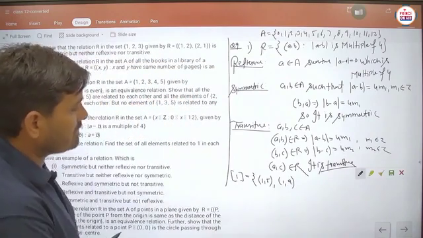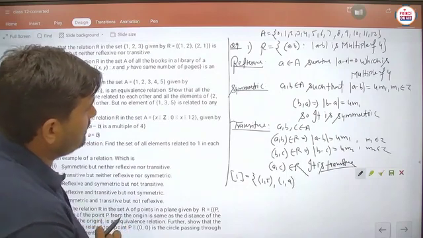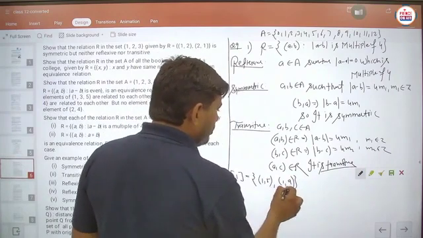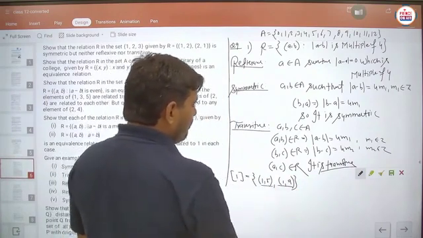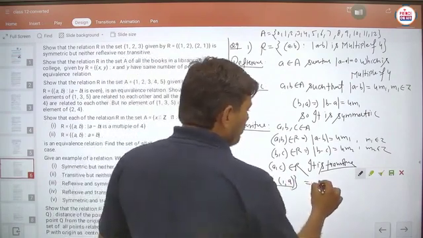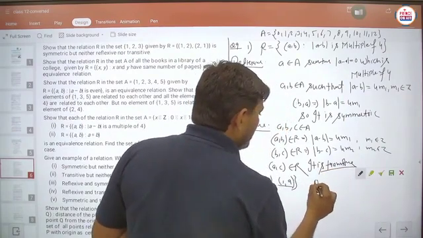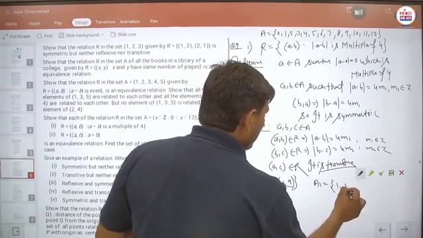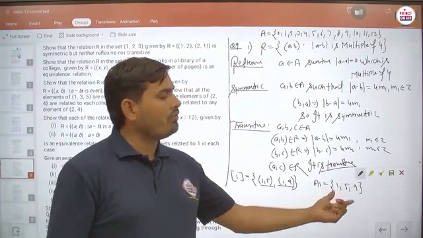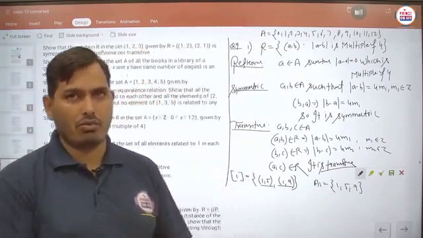Then no other elements related to 1 are there, because 1 will always be taken with 5. Then we will take 9, and next 13 is not available. So basically these are the ordered pairs. So the equivalence class of 1 you can write as 5 comma 9. Suppose we represent it as the set A1, then it is 1 comma 5 comma 9. Is it clear? So this is the equivalence class of 1, which means the elements related to 1 are 5 and 9. Is it clear?